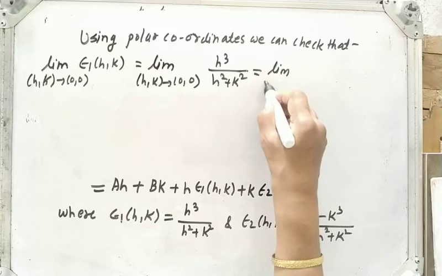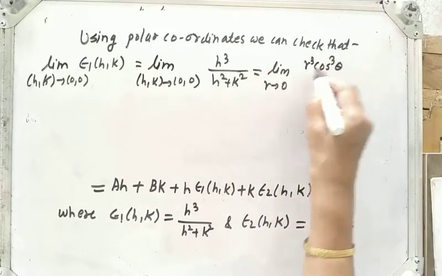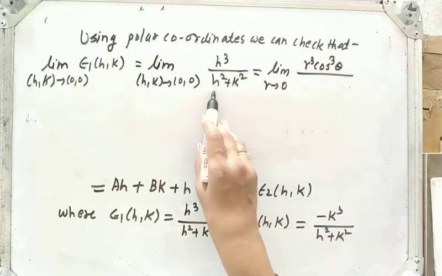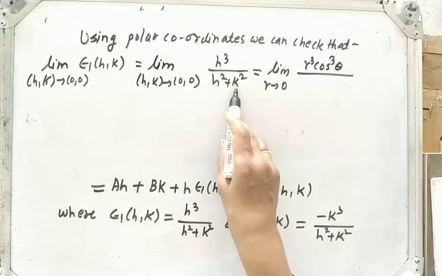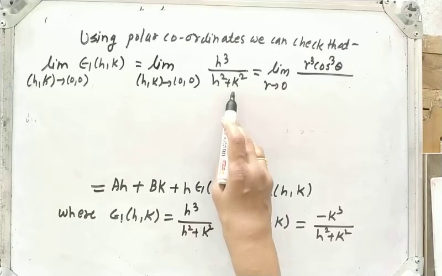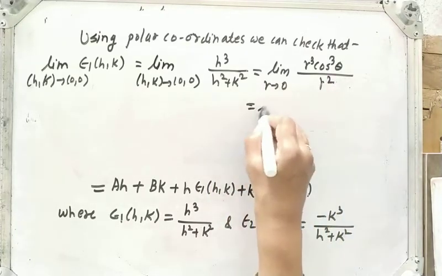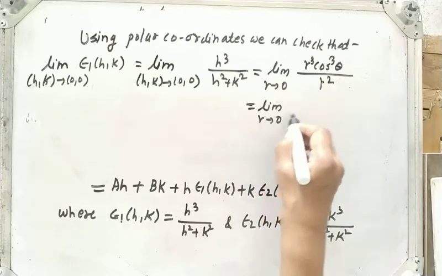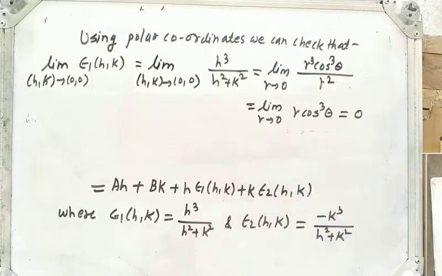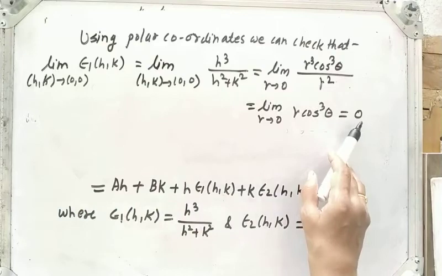So the limit as r tends to 0 of r cube cos cube theta upon r square cos square theta plus r square sin square theta. We can take r square common. In the bracket there will be cos square theta plus sin square theta, so here will be r square. So finally what we get is the limit as r tends to 0 of r cos cube theta. After applying the limit we get 0. Means as (h,k) tends to (0,0), the limit of epsilon 1 is 0.